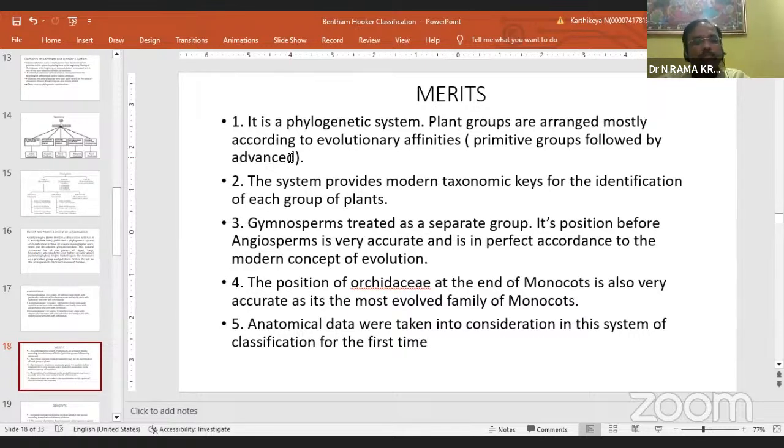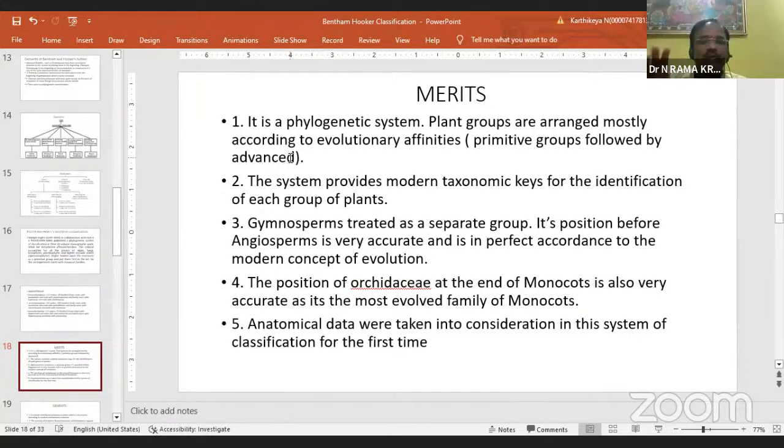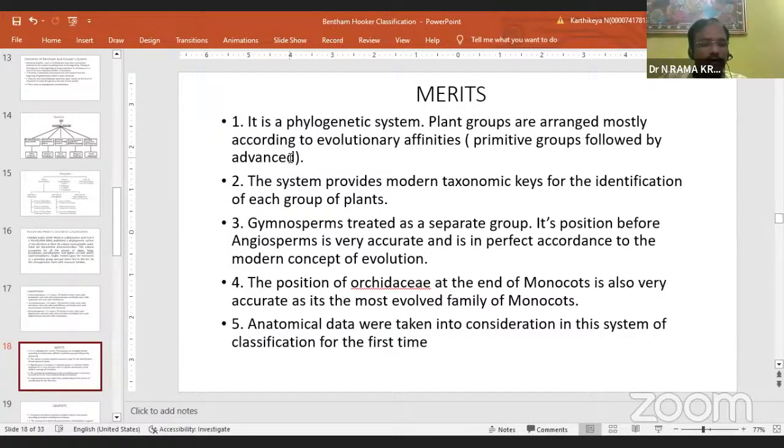The system provides modern taxonomic keys for identification of each group of plants. The gymnosperms are treated as a separate group, with a position before angiosperms, which is very accurate and perfect according to the modern concept. It provides descriptions and identification down to the level of family, genus, even species. So these are all the merits.